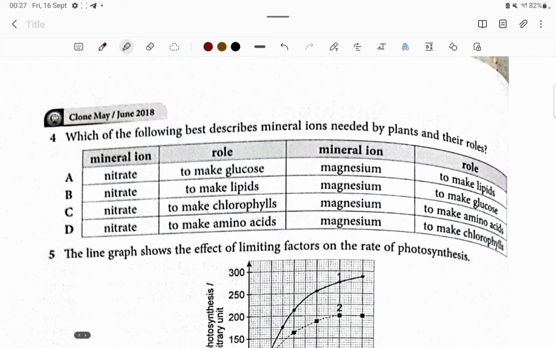Which of the following best describes mineral ions needed by plants and their roles? So this one, okay, nitrate and magnesium. If you refer back to the notes, nitrate is for making amino acids, and then magnesium is for making chlorophyll. So the answer should be D.